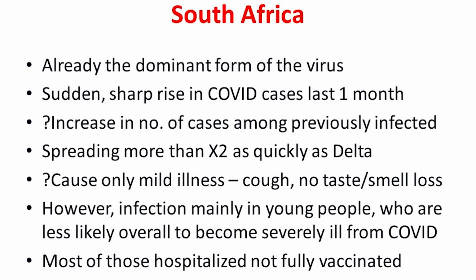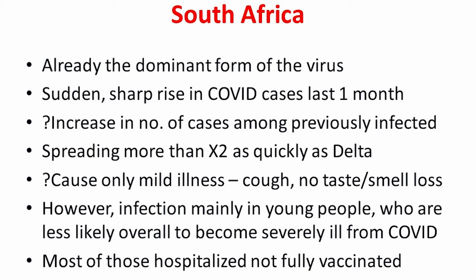What we have also noticed is that there seems to be an increase in the number of cases of people who have already previously been infected and recovered. As you know, people can be reinfected with the COVID virus more than once, but the numbers usually are much less compared to what we are seeing now with the Omicron variant. We also know that it seems to be spreading much faster than the Delta variant. What we also know is that it seems to be causing milder illness compared to the Delta variant.